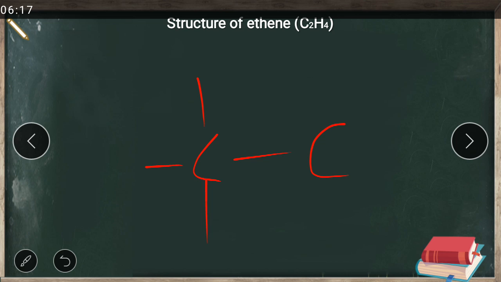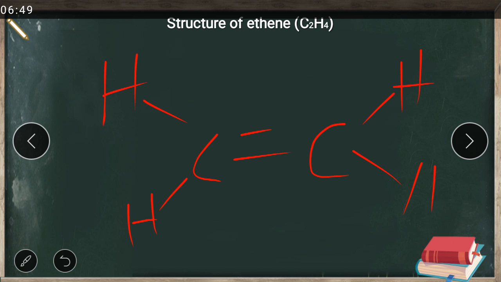Well, can we satisfy the valencies by putting a double bond or triple bond? Let's see. If we put a double bond between the carbon atoms, then the remaining valencies will be 4, 2 for each carbon. Now the unsatisfied valencies are 4, and 4 hydrogen are present. So the 4 hydrogen can satisfy the remaining unsatisfied valencies, and we fill them with these hydrogens.